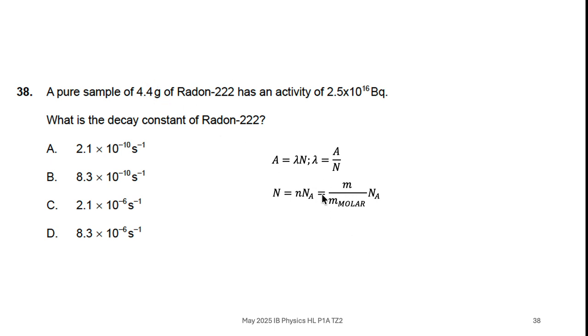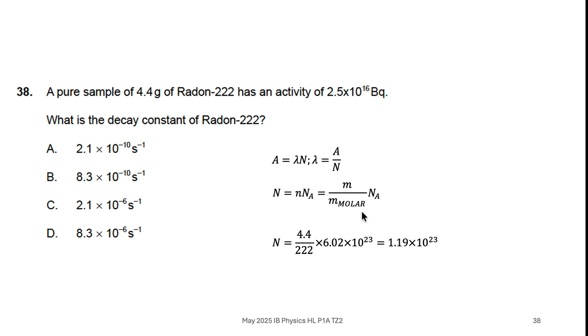We also know that the molar mass of this thing is going to be the same as its nucleon number, 222. And so we're going to be working here in grams. 4.4 divided by 222 times 6.02 times 10 to the 23 gives me 1.19 times 10 to the 23.